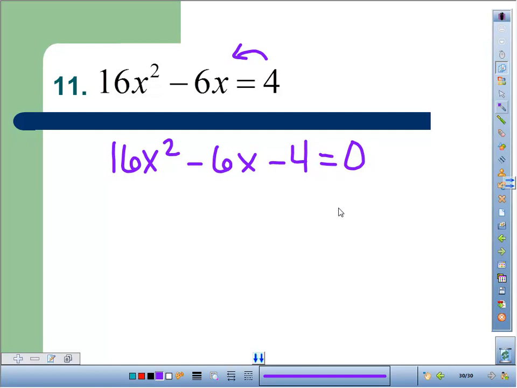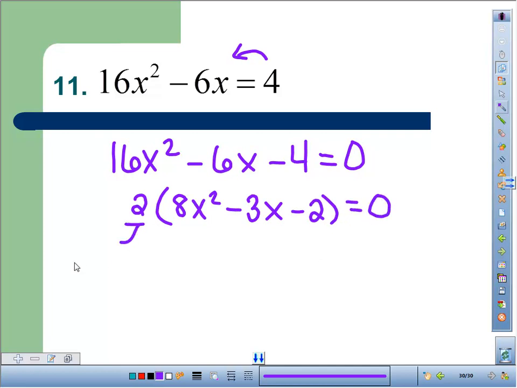Now on this one, let me show you something, guys. Those of you working ahead, shame on you. You'll get the same answer. But let me show you something. Can I factor this? Can I take a 2 out? I get 8x squared minus 3x minus 2.